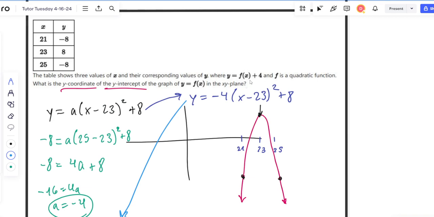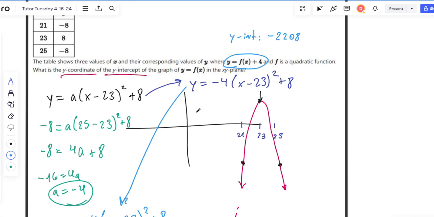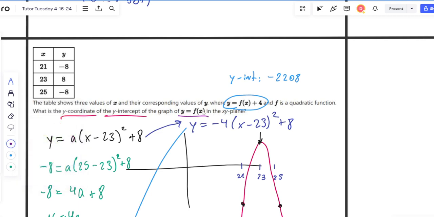That is the y-intercept for this function, y equals f of x plus 4. Y-intercept for this one is negative 2208. If we want to get the y-intercept for the original function, remember that's y equals f of x, we would just reverse whatever is done here. If we want the y-intercept of the original function of just f of x, not f of x plus 4, we would just take negative 2208 minus 4 and get negative 2112.